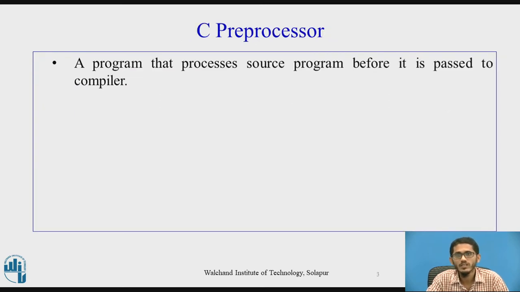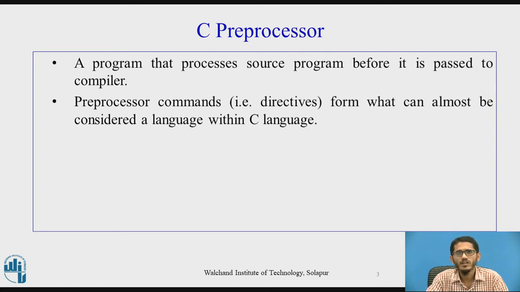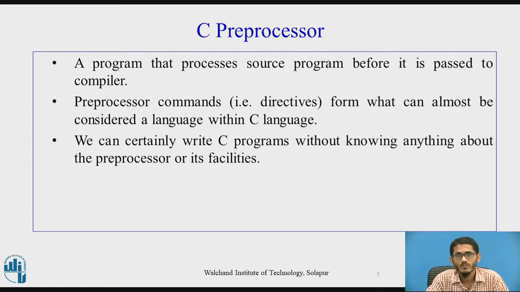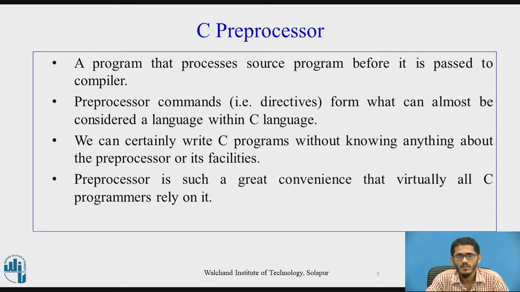Let us first see what is a preprocessor in C language. A preprocessor is actually a program that processes the source program before it is passed to the compiler. The preprocessor commands or directives form what can almost be considered like a language within C language. We can certainly write some C programs without knowing anything about the preprocessor or the facilities that it provides. And a preprocessor is actually a great convenience that virtually all programmers of C language rely on.